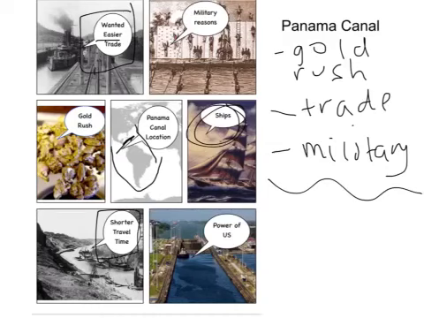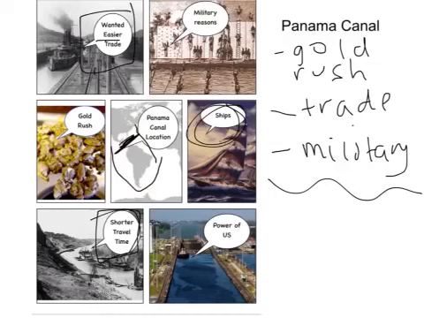And then I'm going to touch on shorter travel time. Obviously, because of the Panama Canal, as I mentioned earlier, you could cut through this little area instead of going all the way around South America. It just made travel time a little easier.